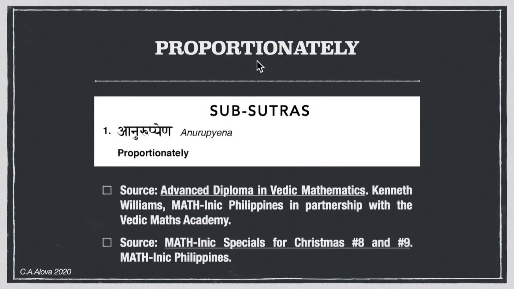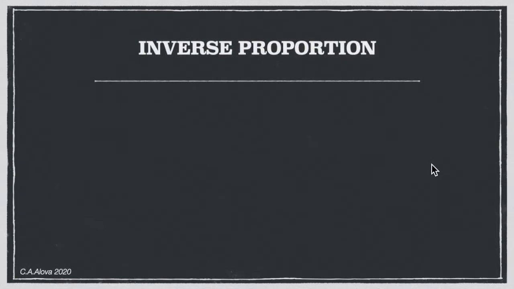This is again Proportionately, one of the sub-sutras in Vedic mathematics, the first sub-sutra, first corollary. This is it in Sanskrit. This is how you read it using the alphabet. And these are my sources for this lecture. So this is Proportionately 2 already, and we're going to talk about inverse proportion this time.